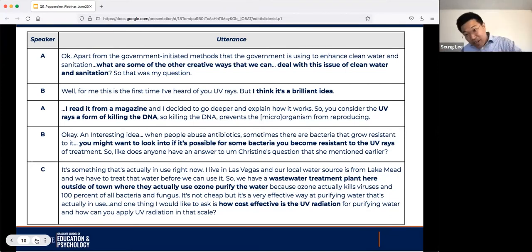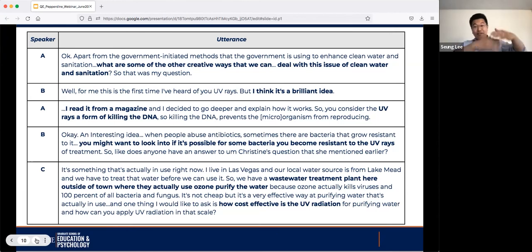Then a third student joins in and says, oh, by the way, we have a wastewater treatment plant outside. This particular student lives in Las Vegas, outside of town, where they actually use ozone to purify water, and asks another question: do you know how cost effective it is to use UV radiation for purifying water? I just wanted to give you a sense of what type of discussions take place during our meetups.